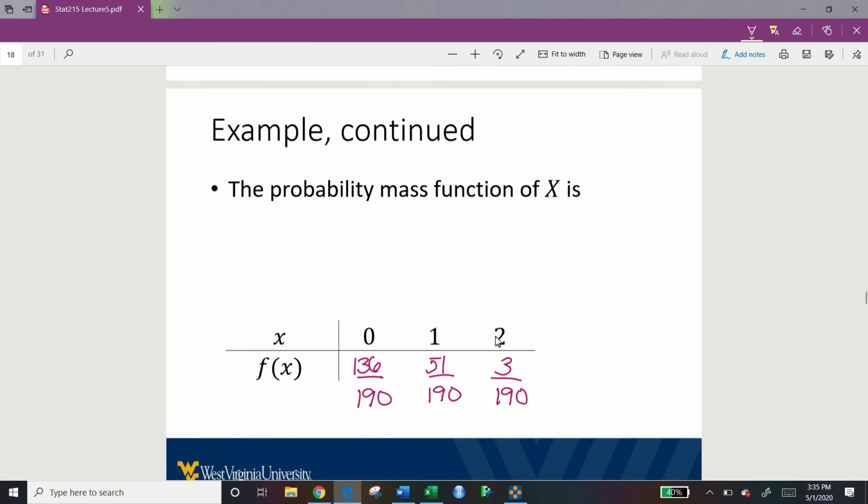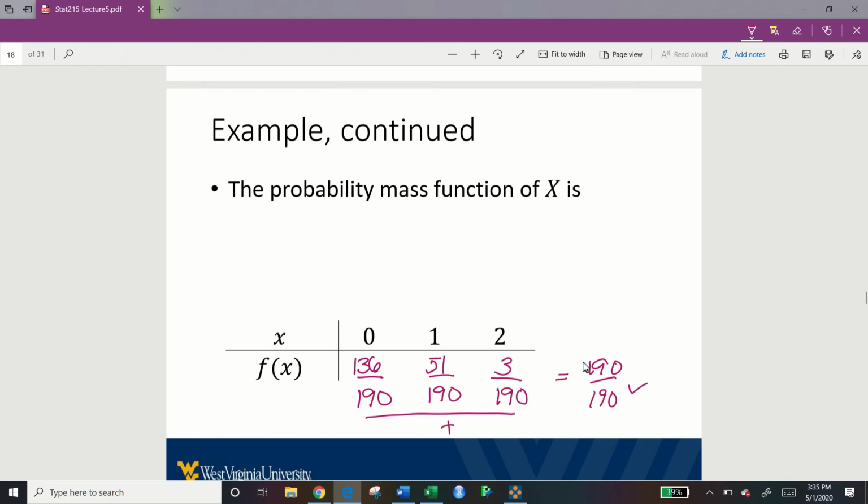This should be correct. One way to double check ourselves is these fractions should add up to equal 1. Let's check this now. So 136 plus 51 equals 187 plus 3, 190. Perfect. That means we did everything correct.